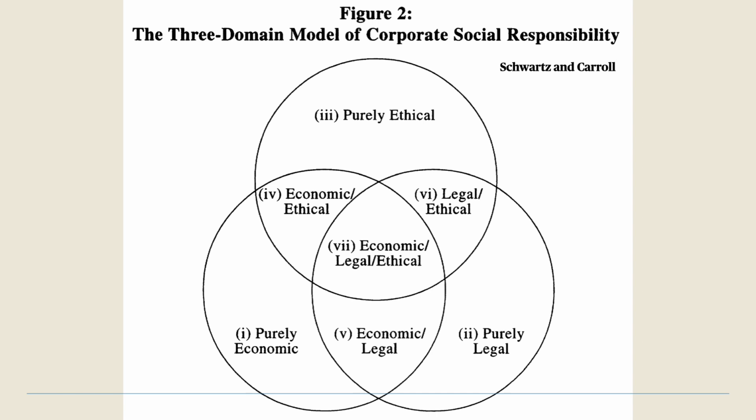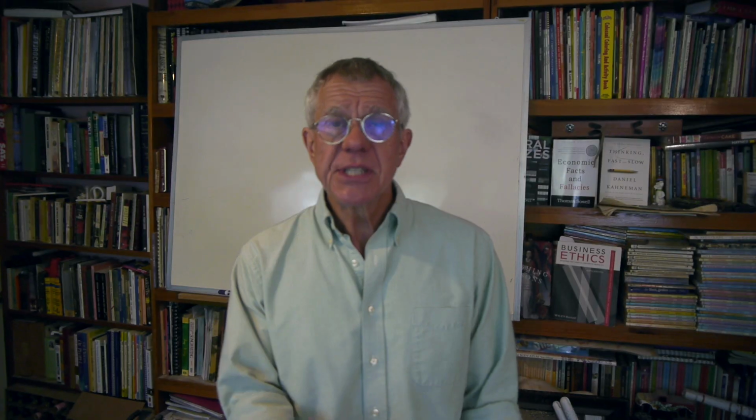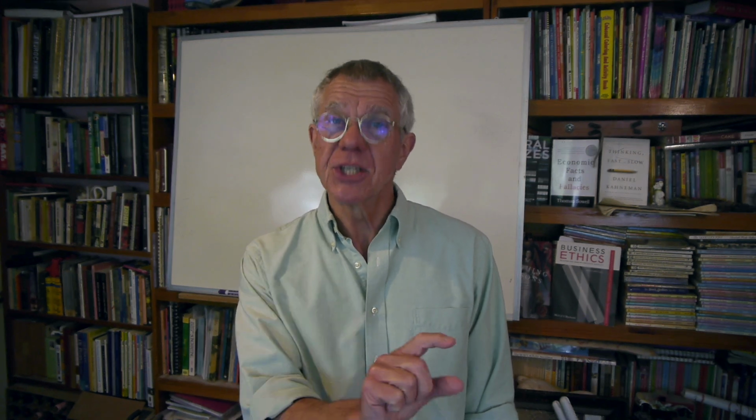You can have concerns that are both economic and ethical, both economic and legal, both legal and ethical, and then of course all three. Notice that this attempts to solve several problems with the pyramid model. First of all, we can allow that these overlap. We aren't committed anymore to sharp lines between the various levels. Secondly, there is no ordering. These things are independent circles in the Venn diagram.